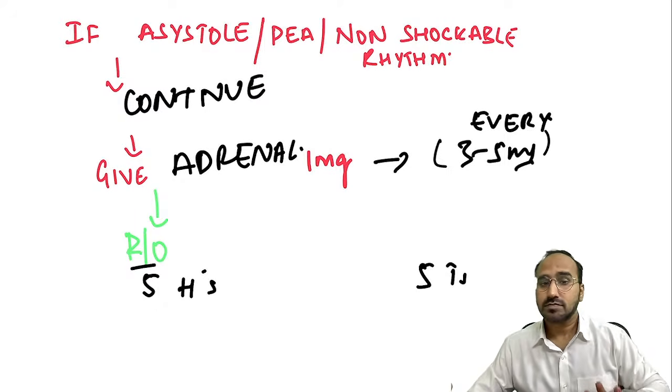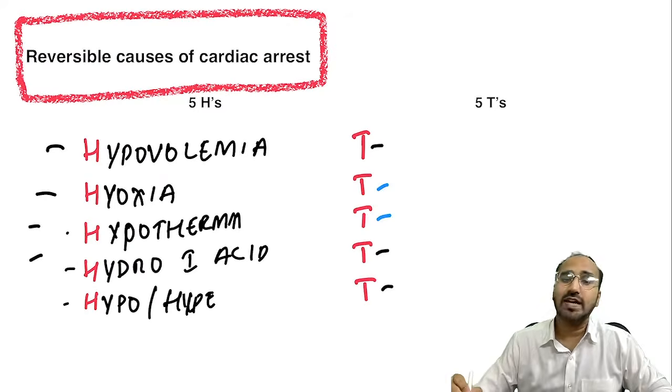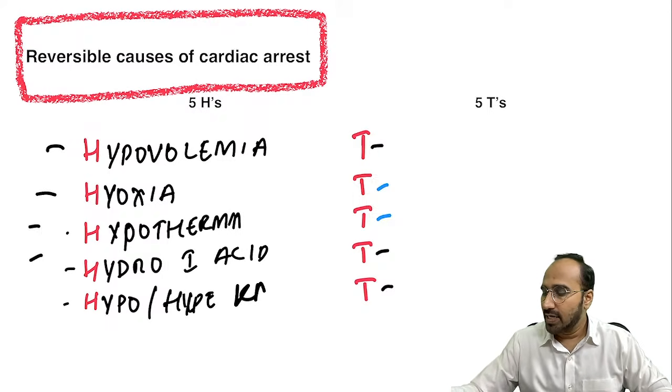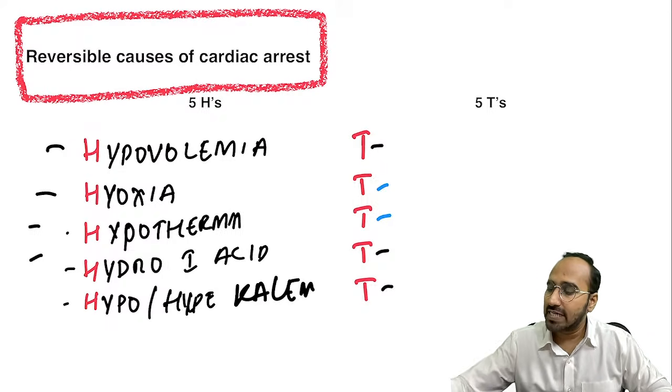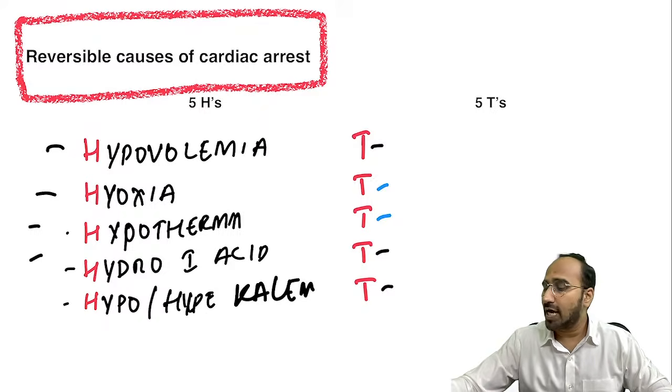Okay? 5 H's and 5 T's. What are the 5 H's and 5 T's? Hypovolemia, hypoxia, hypothermia, hydrogen ion acidosis, hypo and hyperkalemia. These are the 5 H's. The 5 T's are what, guys? 2 T's related to the heart. What are the 2 T's related to the heart?